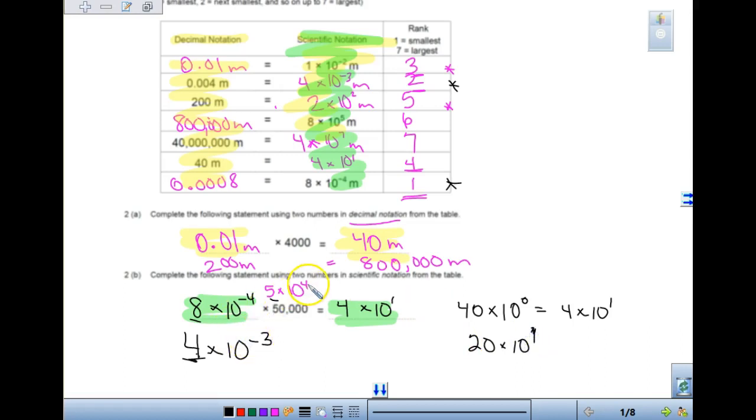Negative 3 plus 4 should give us 1. So this is really 20 times 10, which is 200. Did we have a 200 up here? 200 meters. 2 times 10 to the second. Those were our 2 answers.